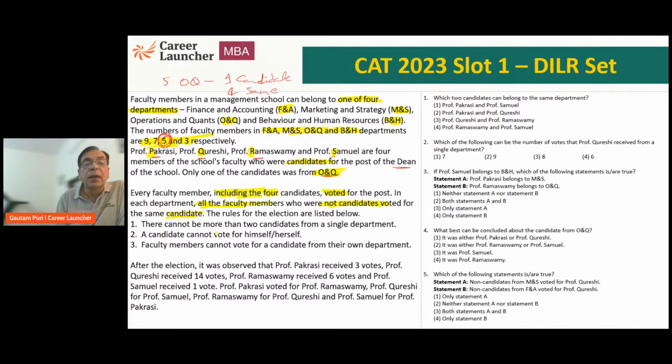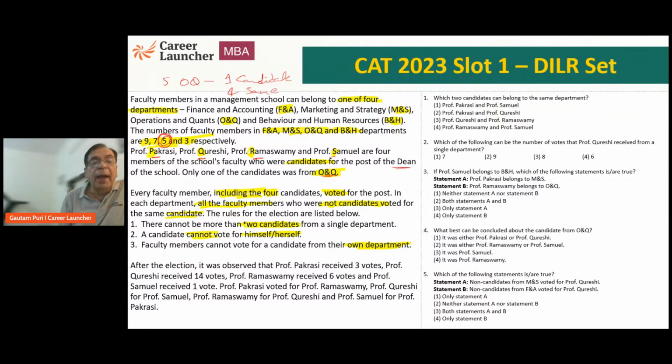Okay. The rules of the election are given below. The first rule is there cannot be more than 2 candidates from a single department. Statement 2, a candidate cannot vote for himself or herself. Third, faculty members cannot vote for a candidate from their own department. You cannot vote for someone from your own department. That's the first thing which we need to be clear about.